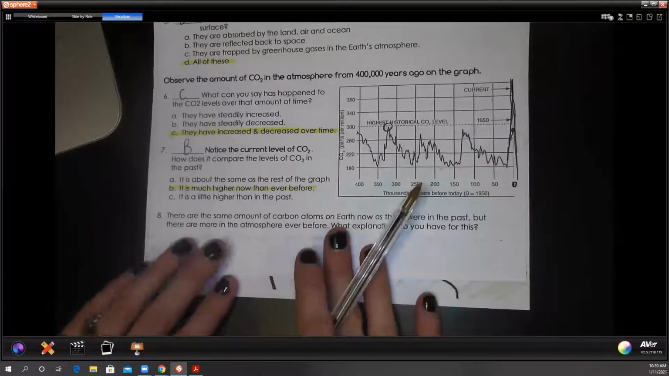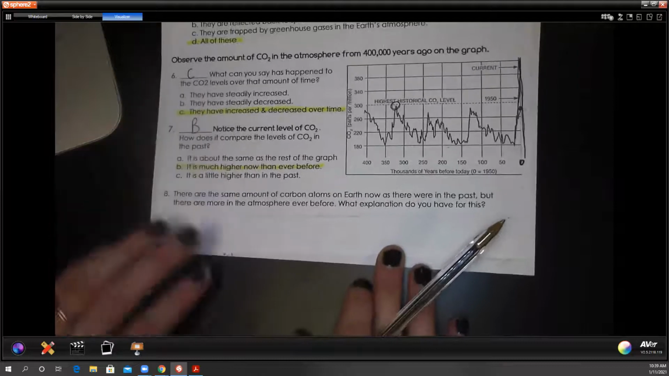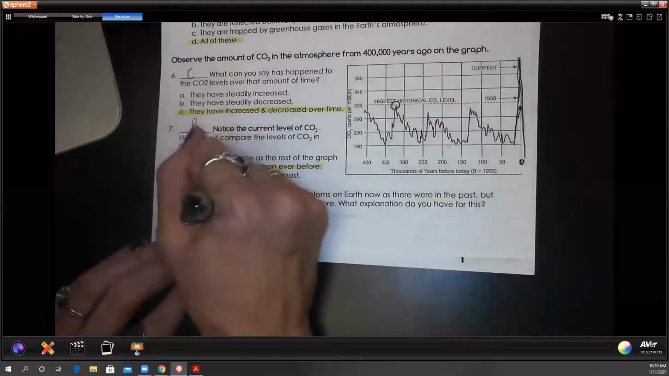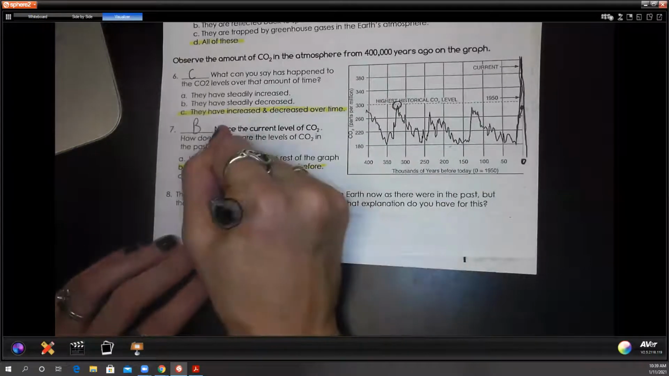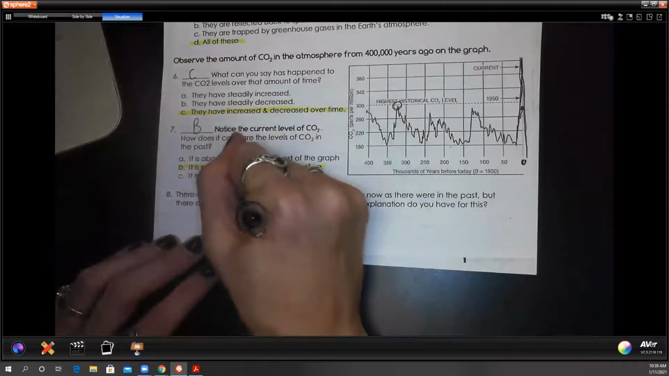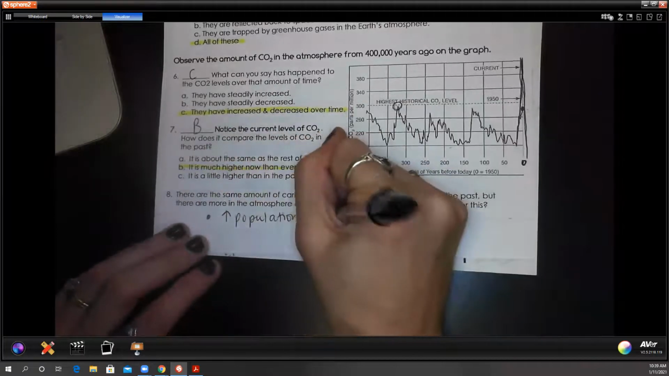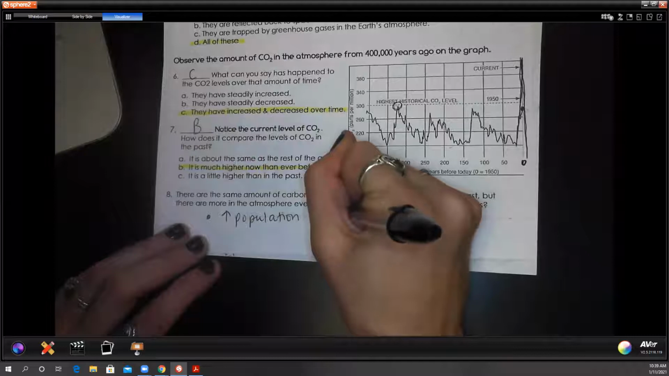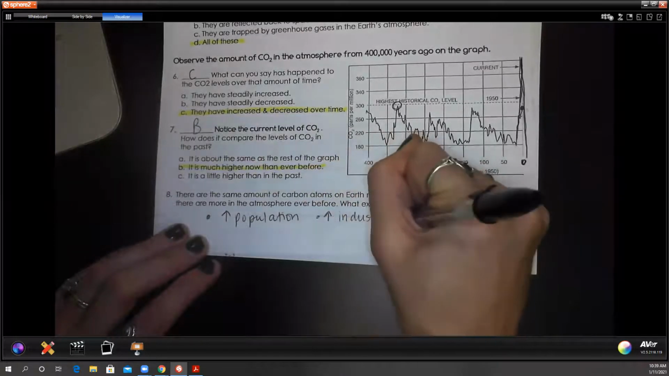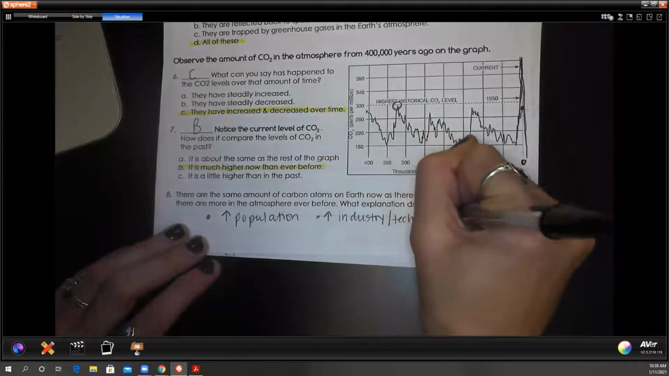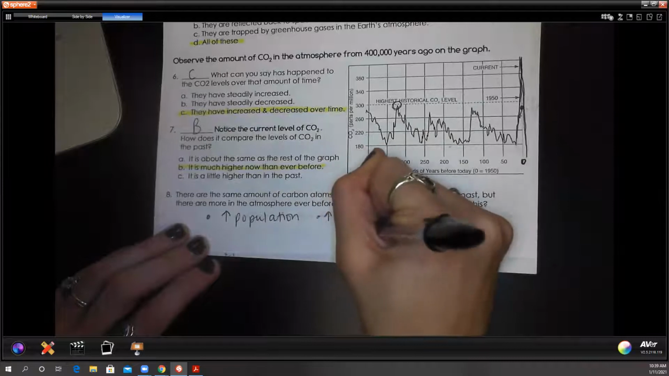Whoever typed this up made some typos. What explanation do you have for this? This is basically what we just said. So why do we think that there's an increase in greenhouse gases? We said because an increase in population, more, yeah, I'm going to say industry and technology. And I'm going to specifically narrow that to an increase in transportation.